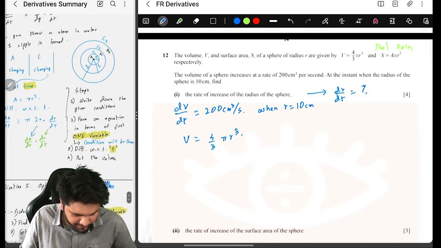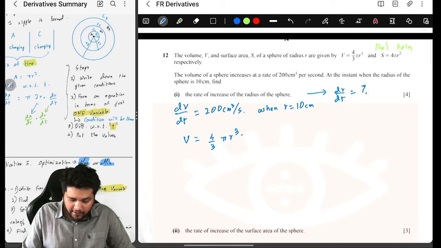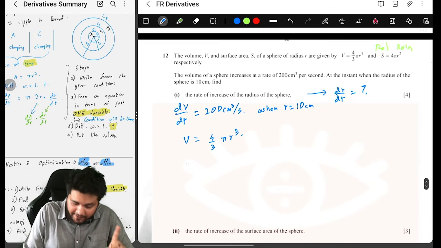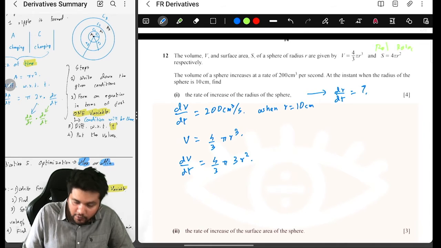Now see, as I told you, if it had been two variables, then I would have converted that into one variable, but here it is just one variable, that is r cube. So we're just going to differentiate with respect to time t. We'll get dV by dt equals 4 by 3 pi, constant outside, and the derivative of r cube is nothing but 3r square into dr by dt, because we are differentiating r with respect to t.